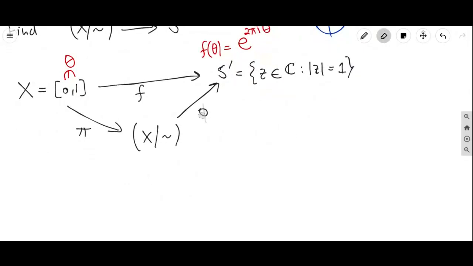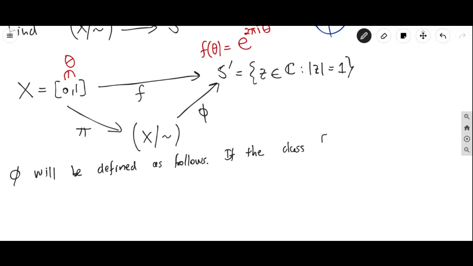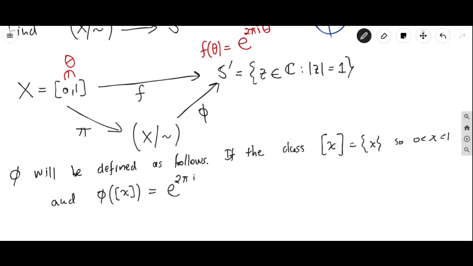So now, how is phi being defined? Well, phi is going to be defined in a very similar way as f is. Phi will be defined as follows. If the class consists of just x, so the class is a single point, where x is between 0 and 1, we define phi of the class to be equal to e to the 2 pi i x. So it's being defined in exactly the same way as f is.